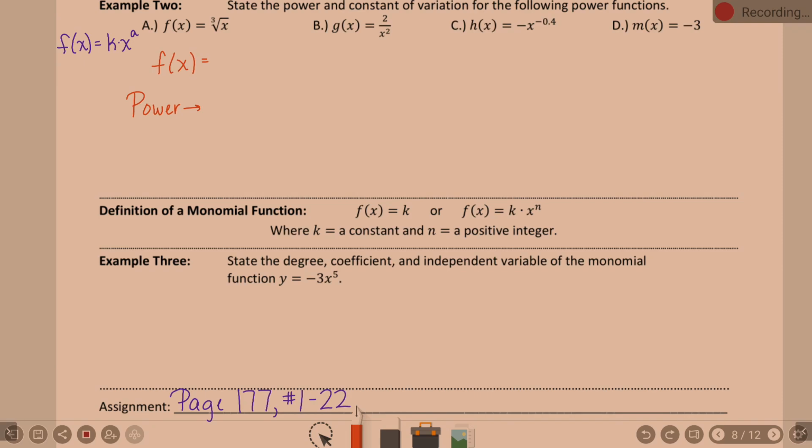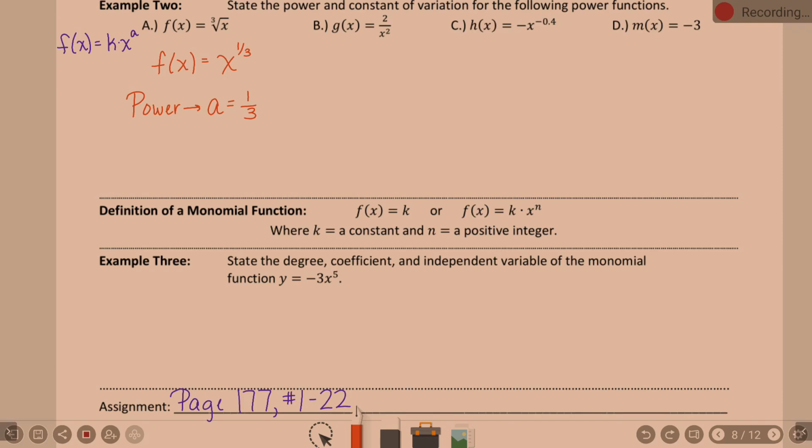The cube root of x can be rewritten as x to the 1/3, because whatever that root is goes in the denominator. Since it was a cube root, that 3 goes in the denominator there. So f of x equals x to the 1/3. With that in mind, what is our power now? 1/3. Yes, in the position of a is 1/3.